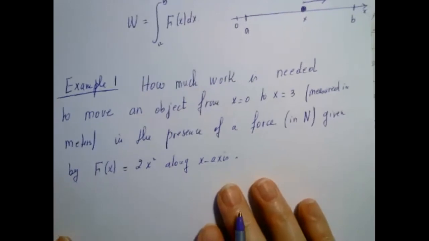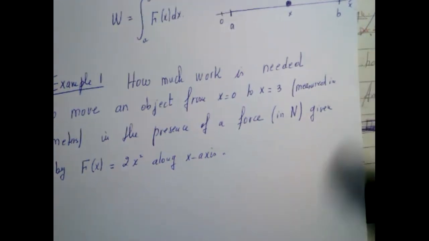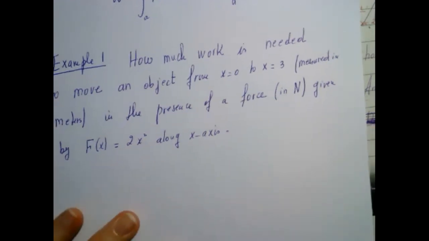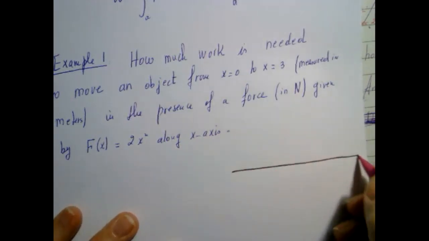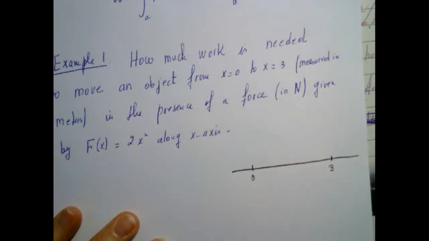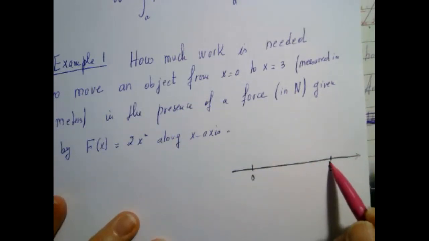Okay. The first straightforward example, and then we start talking about the problem of the spring in more detail. So the first straightforward example, just to see how to apply this formula. I'm just slowing down a little bit. How much work is needed to move an object from x equals 0 to x equals 3? So this is my line. This is 0 and 3. And meter is the unit here. I want to move it from here to here.